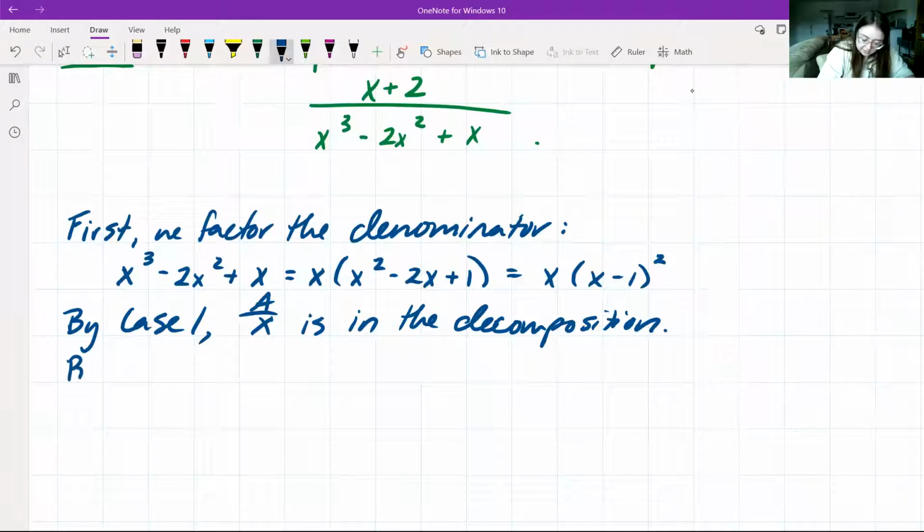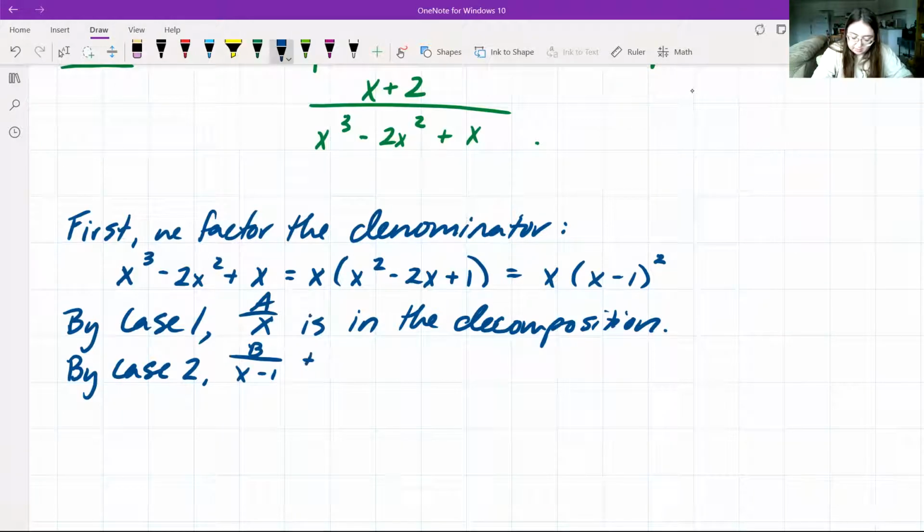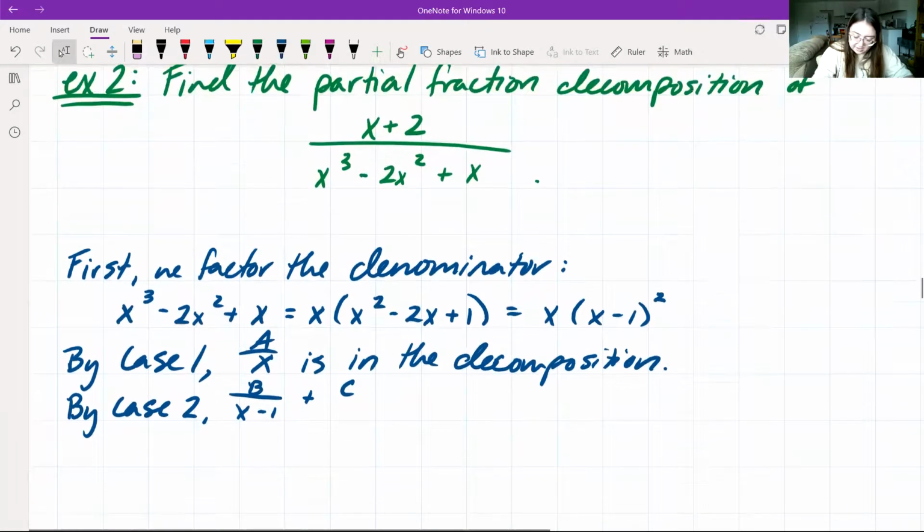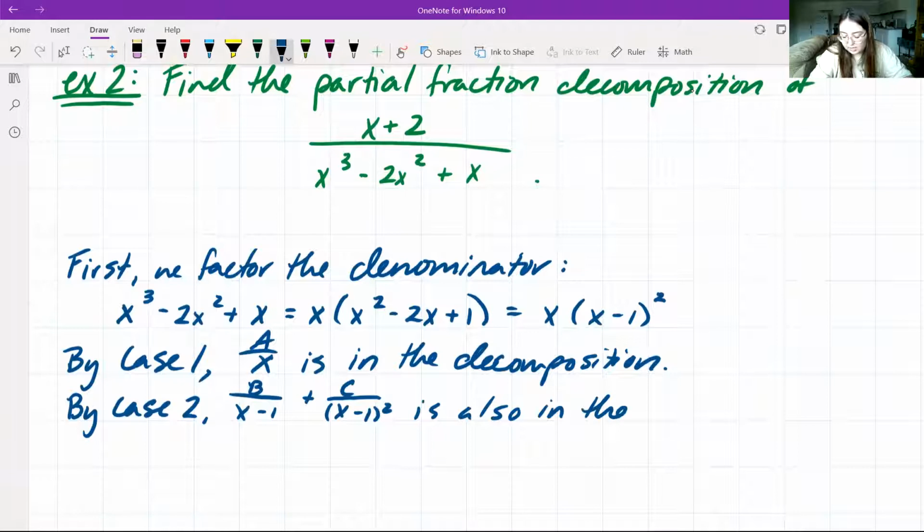Then, by case 2, we now only consider x minus 1 squared, which is x minus 1 times x minus 1, which tells us now that b over x minus 1 plus c over x minus 1 squared is also in the decomposition.